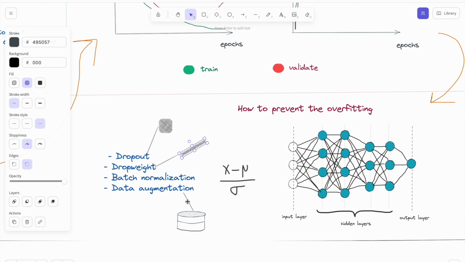And usually data augmentation increases the performance and prevents overfitting, but of course it can also increase the computational cost. So that's all. See you in the next question.